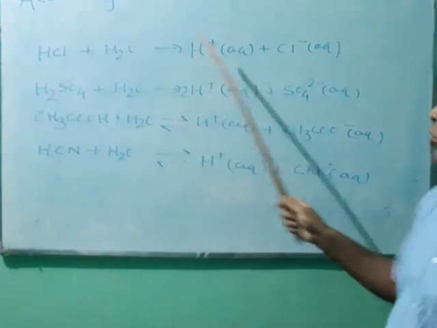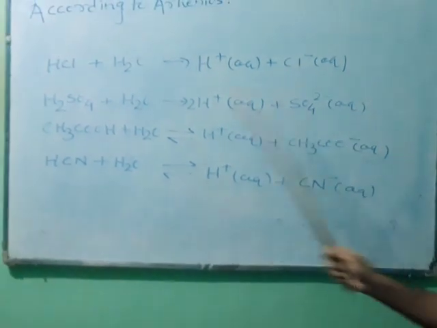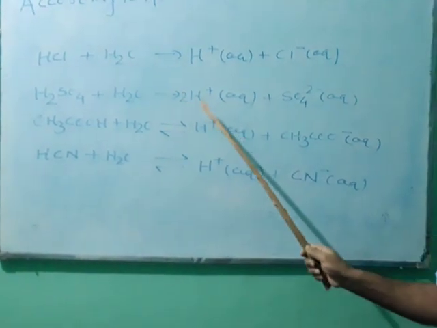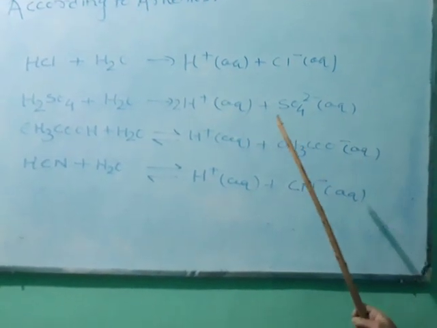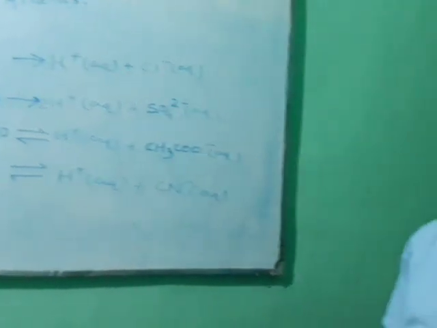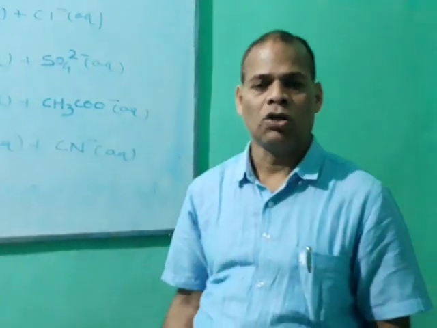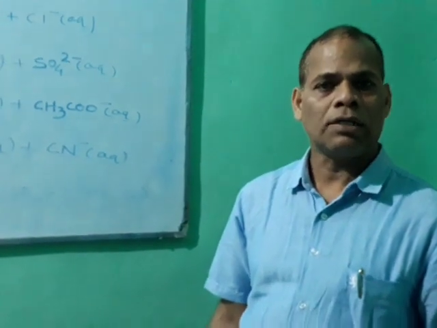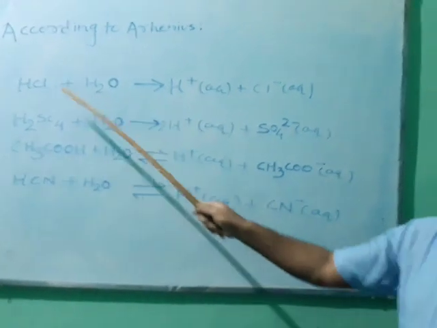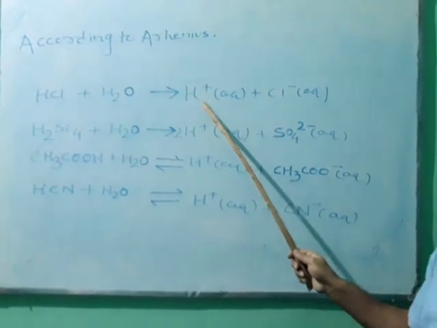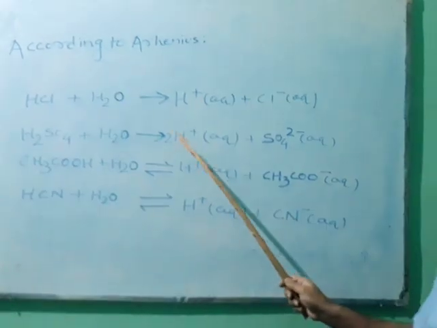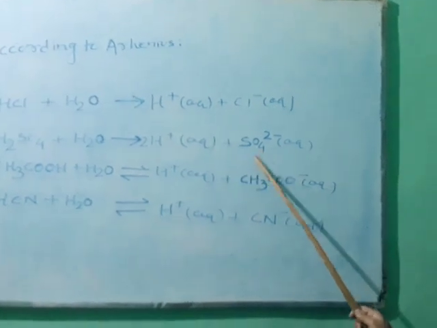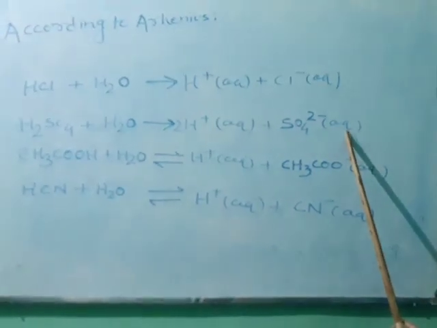So HCl plus H2O gives H plus aqueous plus Cl minus aqueous. H2SO4 plus H2O gives 2H plus aqueous plus SO4 2 minus aqueous. So according to Arrhenius, acids are those substances which dissociate in solution and give hydrogen ion.